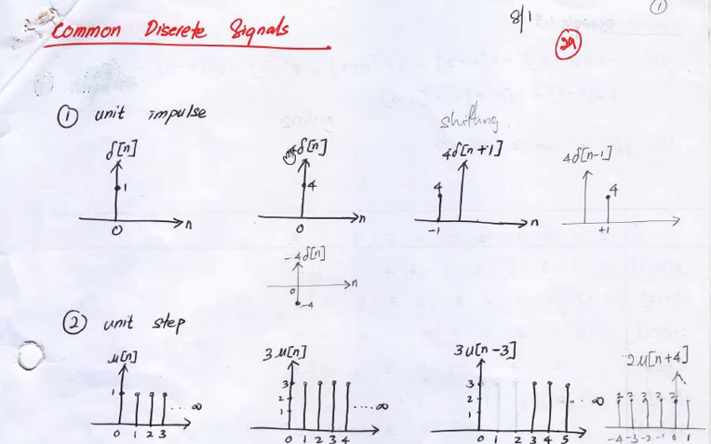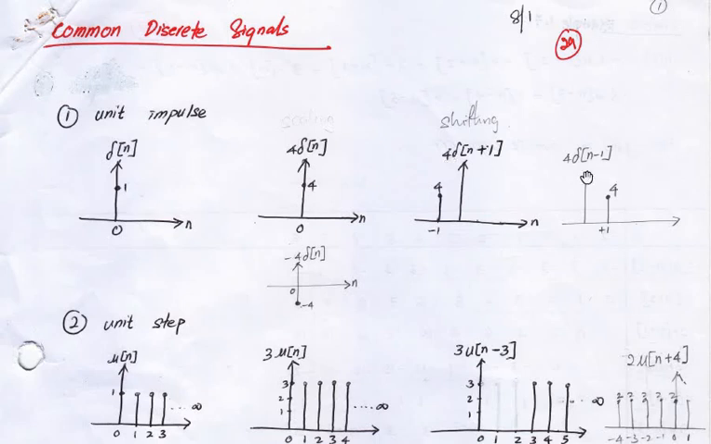Now let's look at 4 delta n. What is meant by 4 delta n compared to delta n? It means that the amplitude is 4, and it still remains at the origin, where n equals 0. Next we look at 4 delta n plus 1. So n plus 1, we call it a shifting. n plus 1 equals 0, so n equals minus 1. The location is at n equal to minus 1, and the amplitude still remains 4.